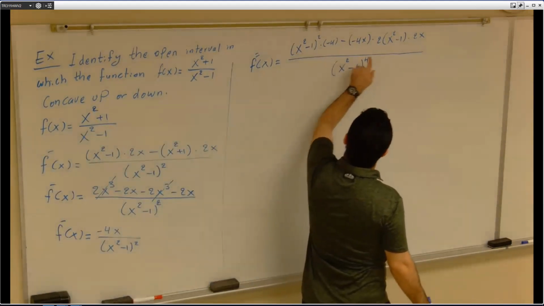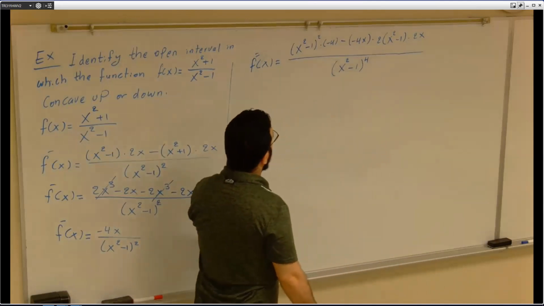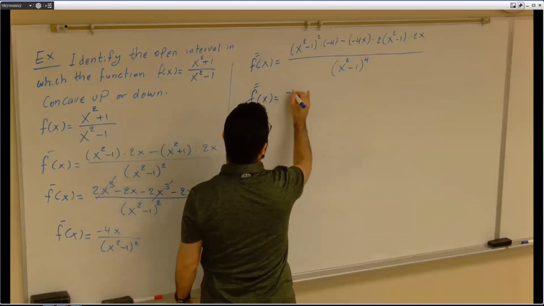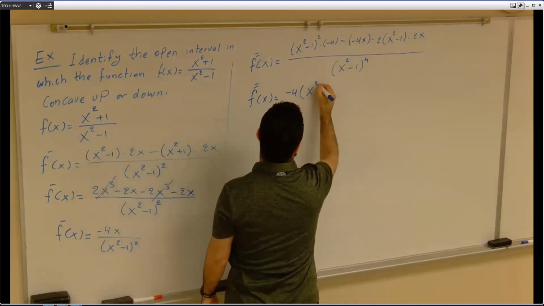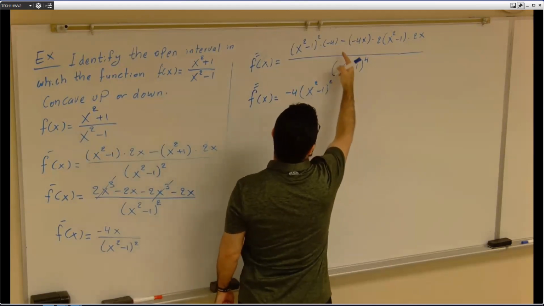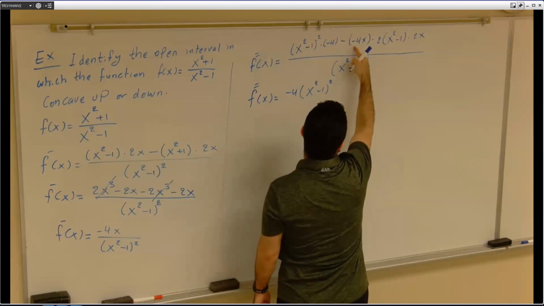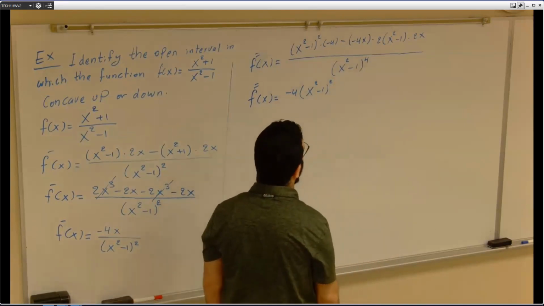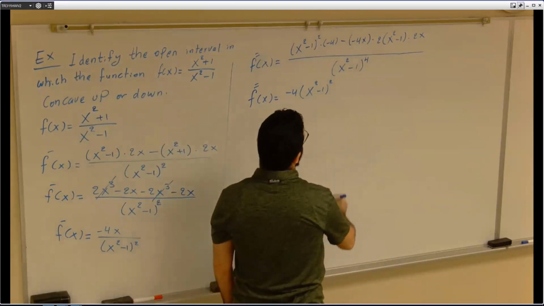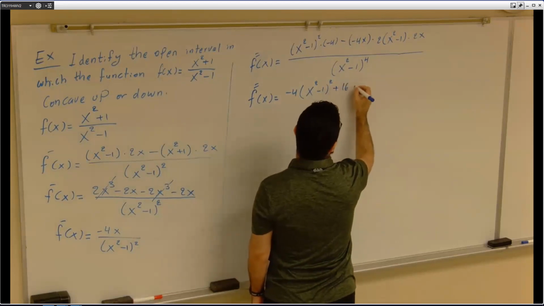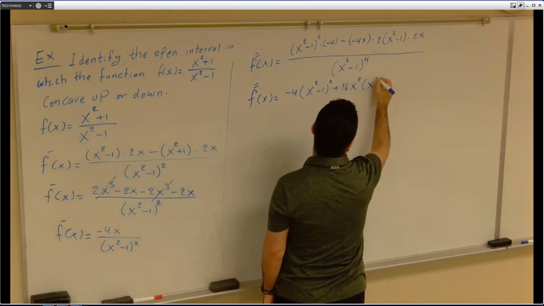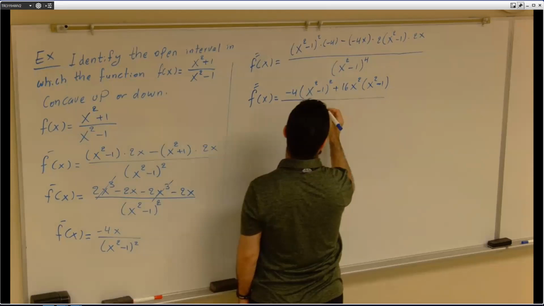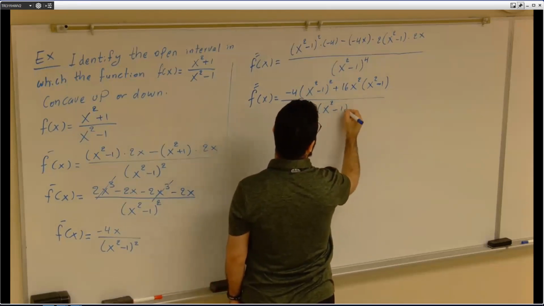We do exactly the same thing. This one and this one are the same factor. So I'm going to multiply: here is negative 4, and the second derivative is going to be negative 4 and here is x squared minus 1 squared. Negative negative is going to be positive, 4 times 2 plus 16 x squared and x squared minus 1. Everything is divided by x squared minus 1 to the power of 4.